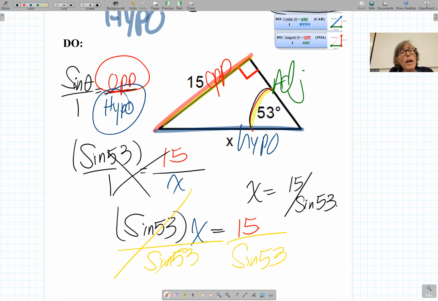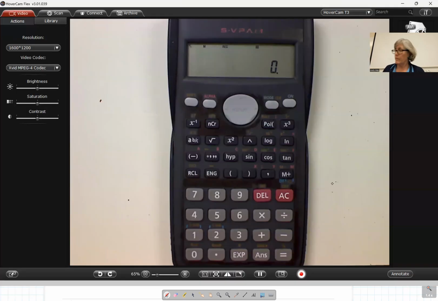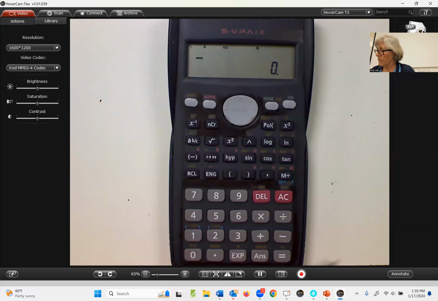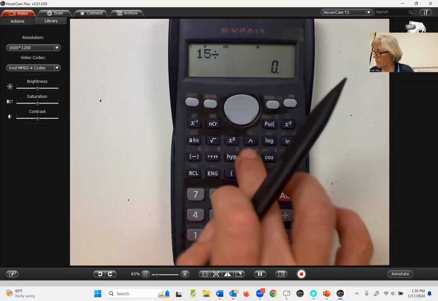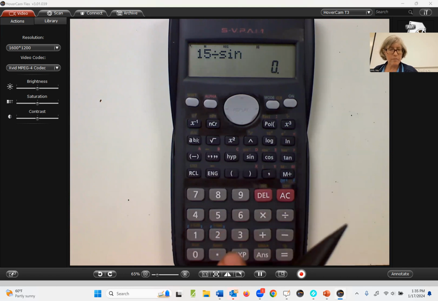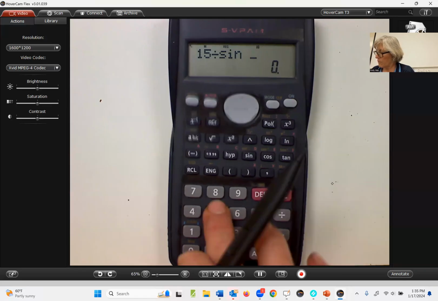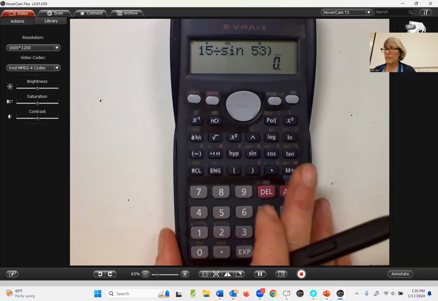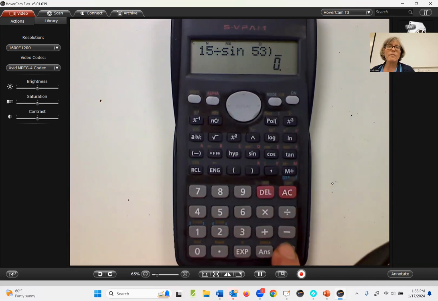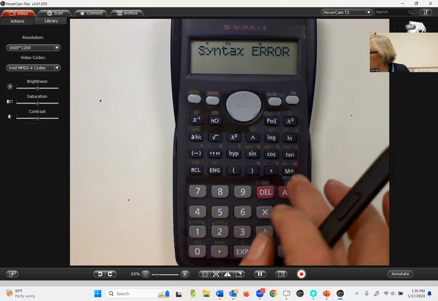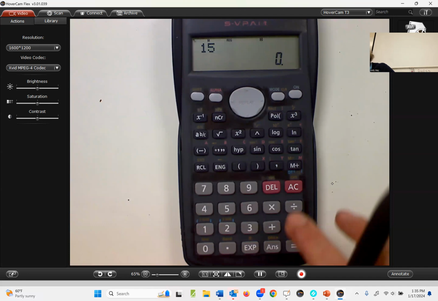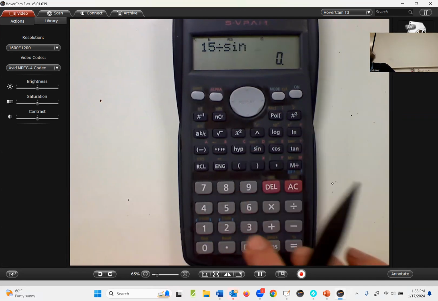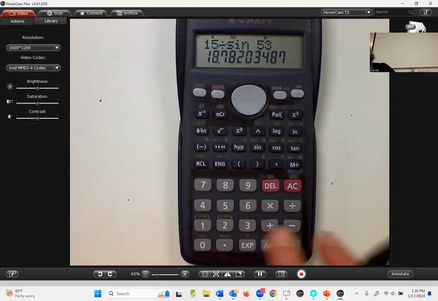Quickly get your calculator out. See if you can get the answer before me. Didn't put it in my calculator correctly. Let's do that again. It's going to be 15 divided by sine 53. There it is.